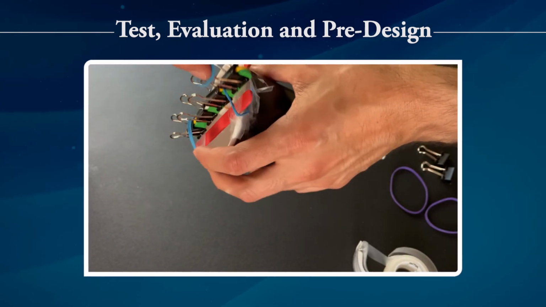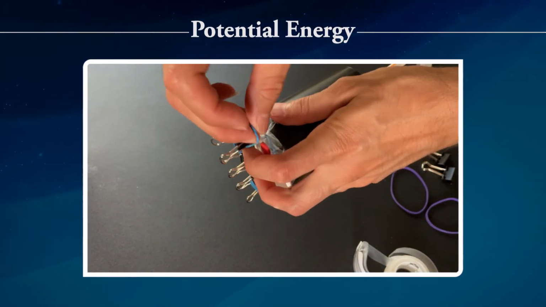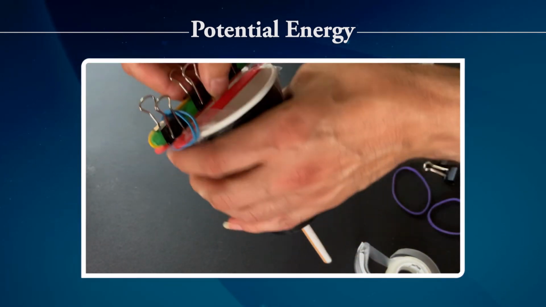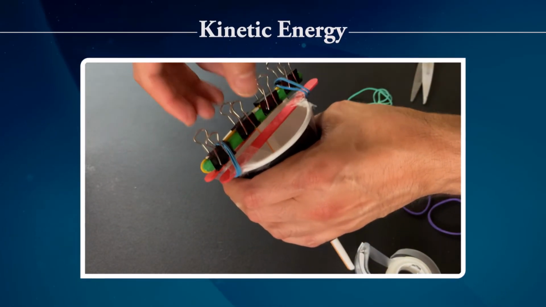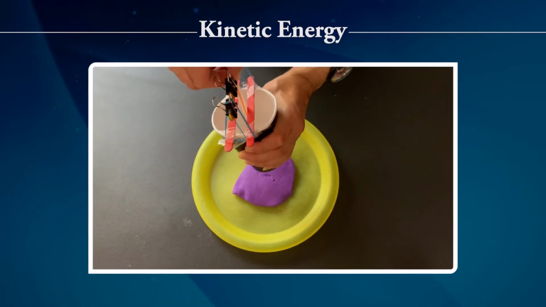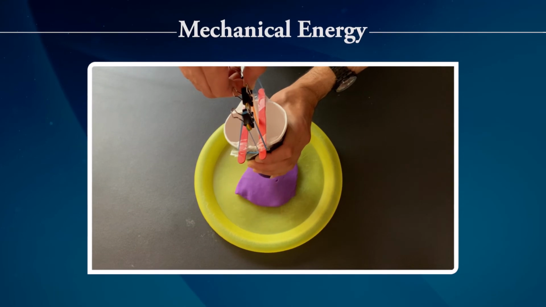When you stretch the rubber bands, they accumulate potential energy. When you release the rubber bands, the potential energy changes to kinetic energy. When the straw hits the potato, the kinetic energy changes to mechanical energy and does work.